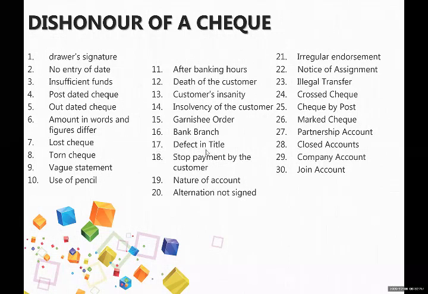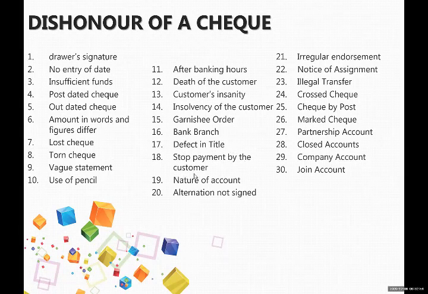Even whenever you are writing a check and giving it to any payee, make sure the spelling of the payee's name is exactly the same as written in their CPR or CNIC. When the bank asks for identification from the payee, the bank will also tell you the spelling. If the spelling is not the same, the bank could dishonor the check with the reason defect in title. Title is not the same.